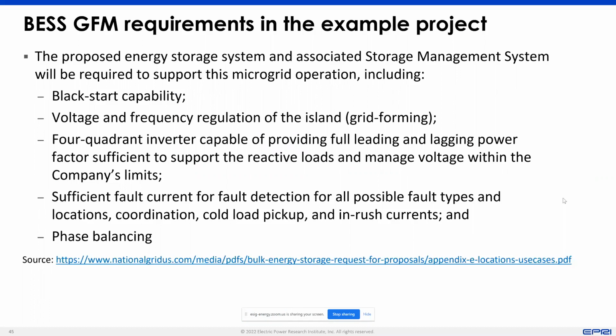So if you look at their requirement, it requires this black start capability from the inverter or the inverter-based plant. It requires voltage and frequency regulation of the island, 4-quadrant capability providing full leading and lagging power factor, and sufficient fault current for fault detection and phase balancing.